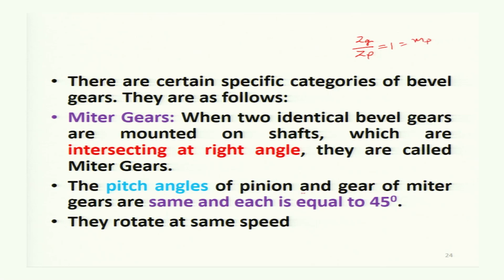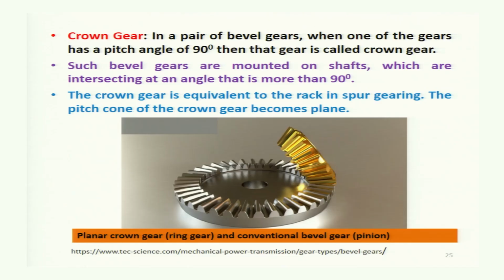The pitch angles of pinion and gear of miter gears are the same and each is equal to 45 degrees. That means this is the shaft angle and both are the same, so this pitch angle will be 45 degrees for the gear, and for the pinion it will also be 45 degrees. Gamma P and gamma G are both 45 degrees. They rotate at the same speed.